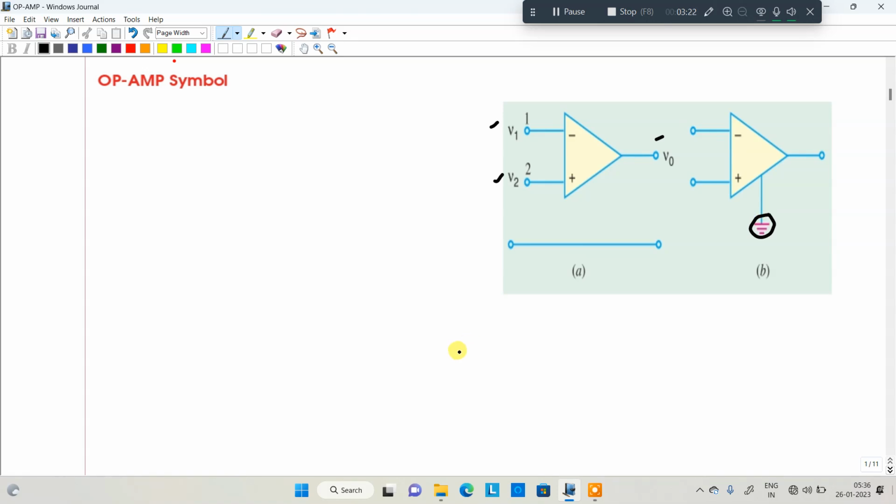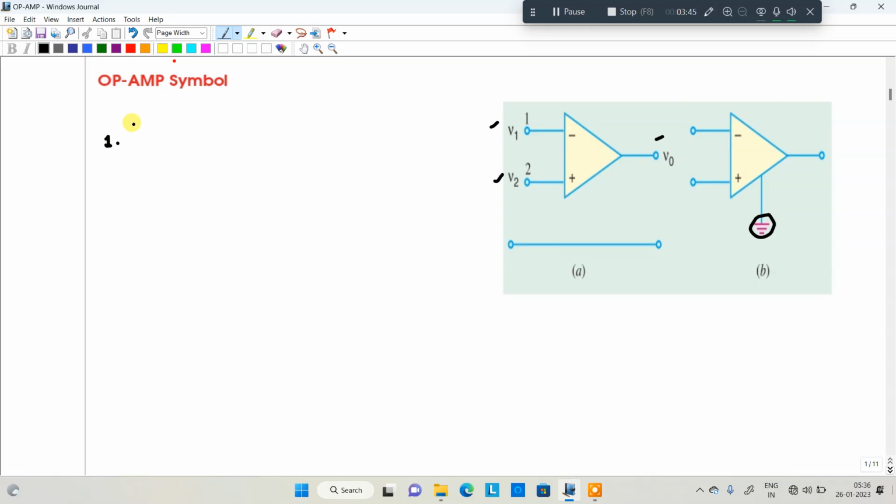You may have the doubt, sir, does this op amp have only two input terminals, not more than that, and only one output terminal? It is not like that. Op amps have different configurations, maybe a single input or more than one input, a single output or more than one output, based on the different IC configuration. We'll see them one by one.